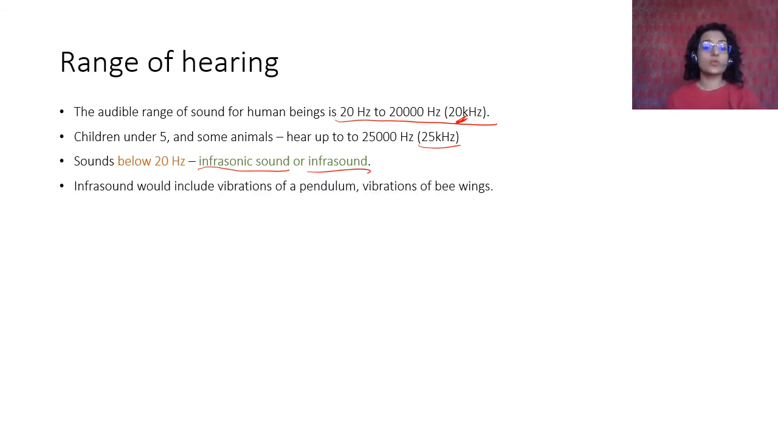So infrasound would include vibrations of a pendulum or vibrations of a bee wing. You cannot hear that. You can hear the purr of a bee wing, that you can hear, but only when it is very close to you. Or only when, like, if there's a lot of bees around and the sound is amplified, you can hear it. But vibrations of a pendulum you cannot hear. You cannot hear the pendulum going here and there, but it is producing some sound energy that you cannot hear. Or vibrations of a bee wing, they're all infrasounds.